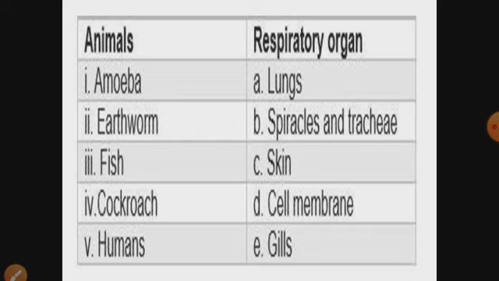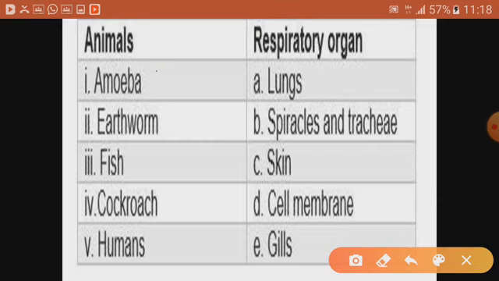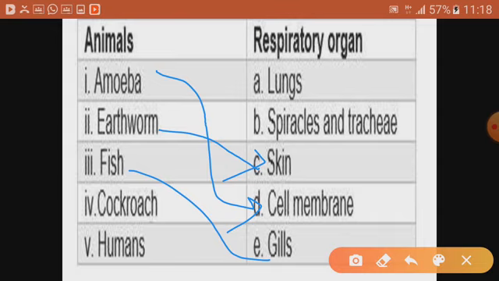If it is earthworm, try to match up with the right one. I will show you how to match. If it is amoeba, it will be the cell membrane. If it is earthworm, the respiratory organ will be skin. In case of fish, it is gills. Cockroaches have spiracles or air holes, the tracheae, outside their body. And in case of humans, we have the lungs.